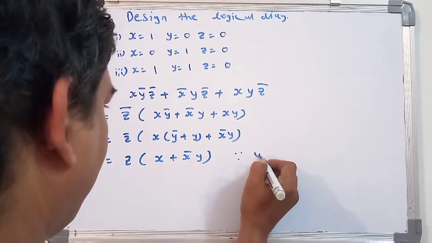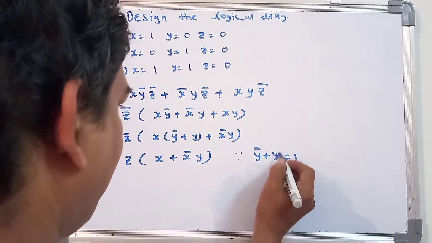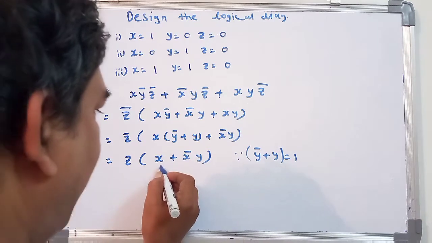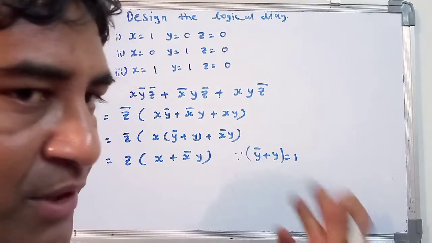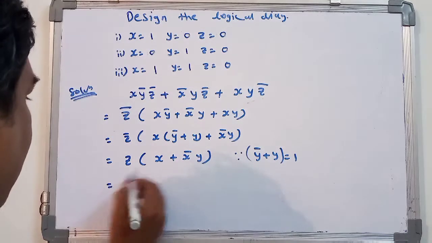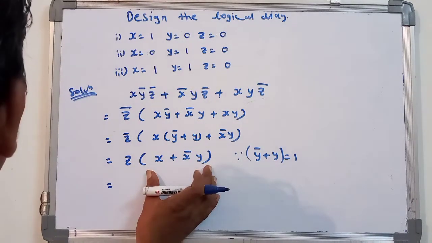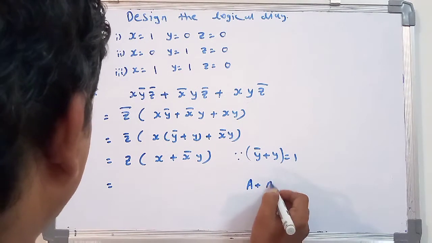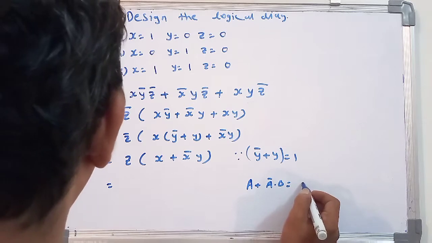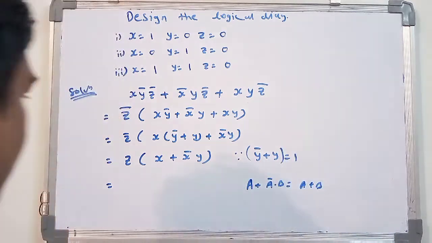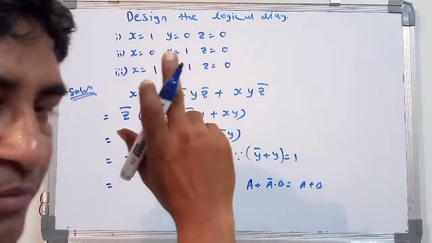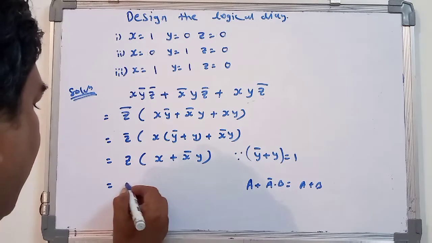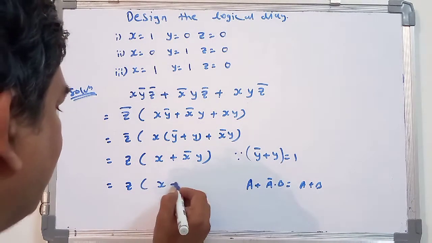You have to mention here, since y bar plus y is equal to 1, you are getting the value as 1, and that 1 has to be multiplied with the x; any number multiplied with 1 will be the same value. So you have now this part. From this particular part, you have that a plus a bar dot b is equal to a plus b. From Boolean algebra, you have this equation. So according to that, the value which is going to be considered is x plus y.